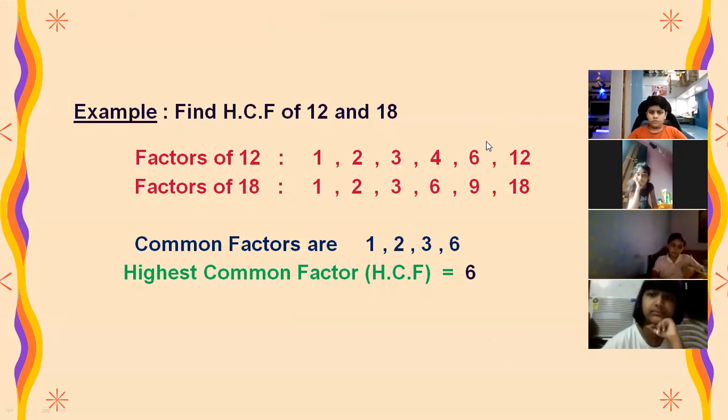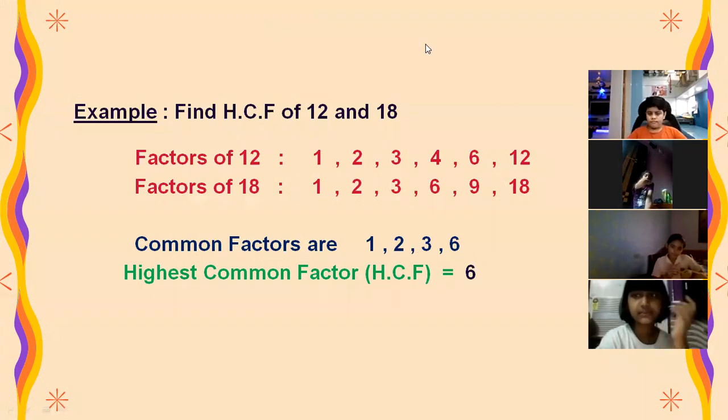6 is given. Yes, ma'am. So what are the different factors? 1, 2, 3, 6. Yes. So these are the common factors. Okay, beta.